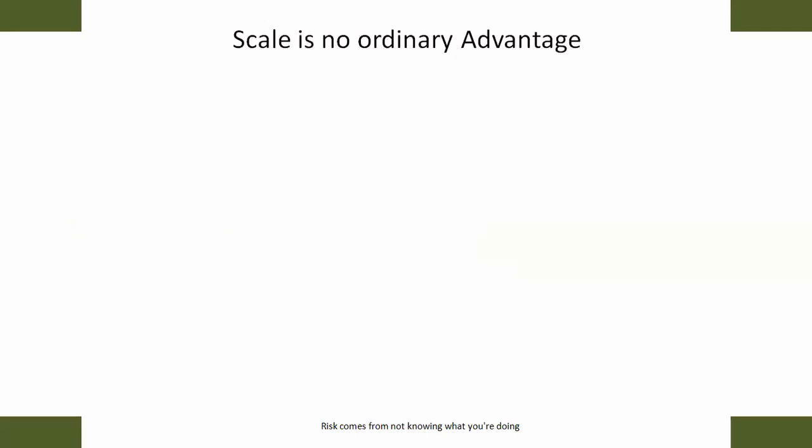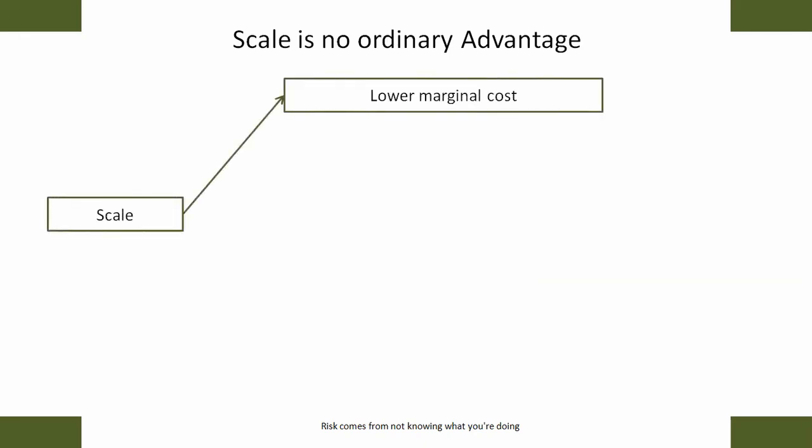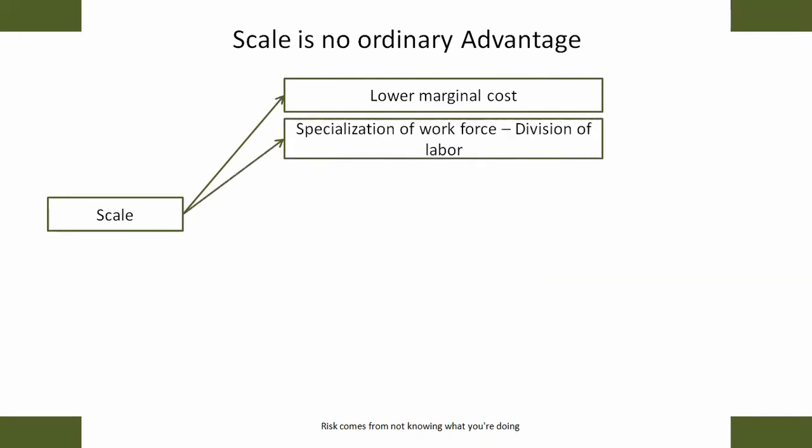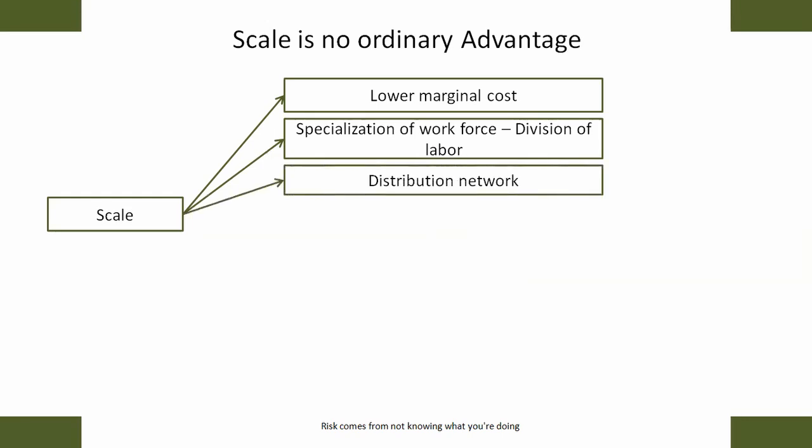The scale, economy of scale is not an ordinary advantage. It's huge actually. So scale gives you so many advantages. First is lower marginal cost. Second is it allows for specialization of workforce. Same person doesn't have to do 3-4 things. So division of labor works and increases your efficiency. Third is it generates distribution network.